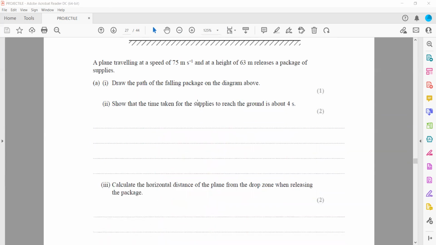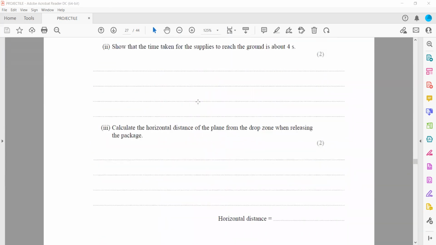Then the next part, calculate the horizontal distance. We already have the time, the time which we calculated in the previous part, 3.6. And we have the horizontal speed, which was 75 meters per second. If we know the horizontal speed and the time it takes to hit, for horizontal motion speed is always distance divided by time. So distance is speed multiplied by time. Speed is 75 and the time is 3.6.